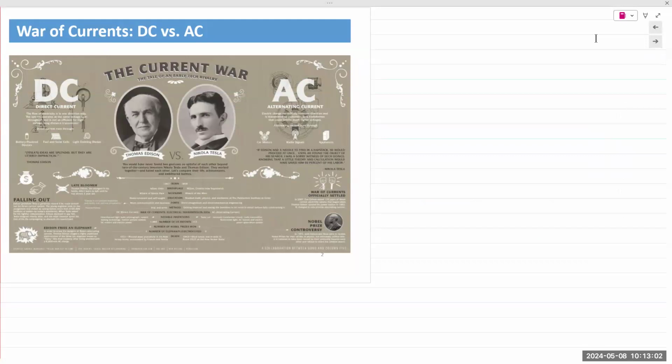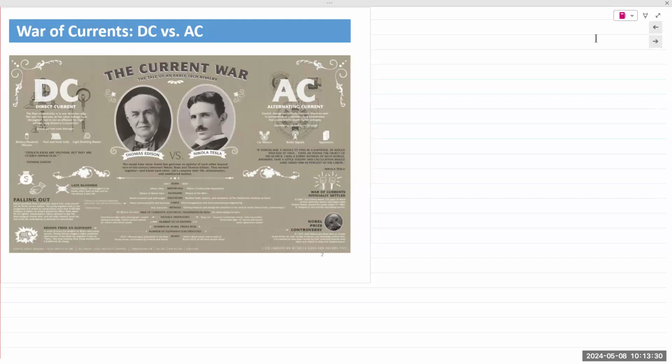Basically, this is a war of competing technologies. On one side you had Edison, on the other side you had Tesla. Everybody's heard of both names. Edison was an American businessman, inventor, many different things. Tesla was a mathematician and physicist, a researcher from Europe.